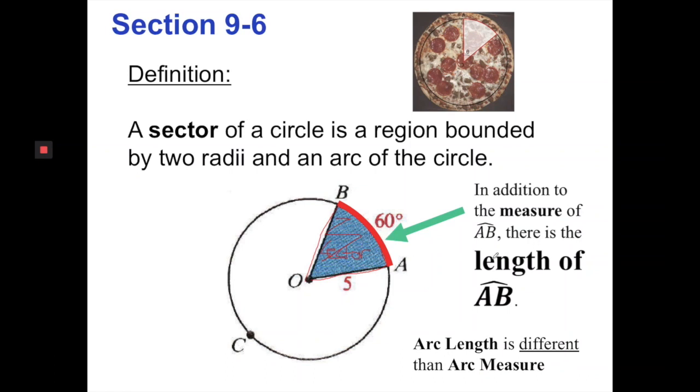In addition to the measure of arc AB, which we just talked about, it measures 60 degrees, we're also going to talk about arc length. There is the length of AB. So this is a 60 degree arc within this circle with a radius of 5. If we take this arc length and lay it out straight, it would have a certain length. Even though it measures 60 degrees, the size of the circle is totally going to matter for how much arc length there's going to be, because this is just me eyeballing this here.